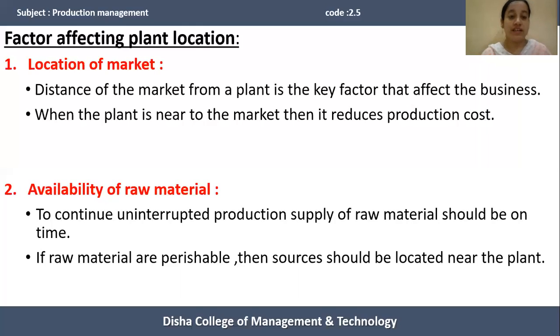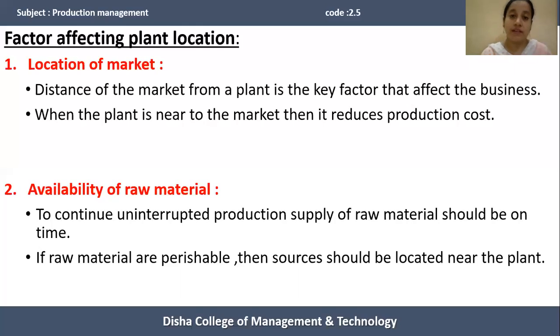The next factor the industrialist should consider while deciding the location of the plant is availability of raw material. It means the industrialist has to select a location for their plant where the raw material is available.